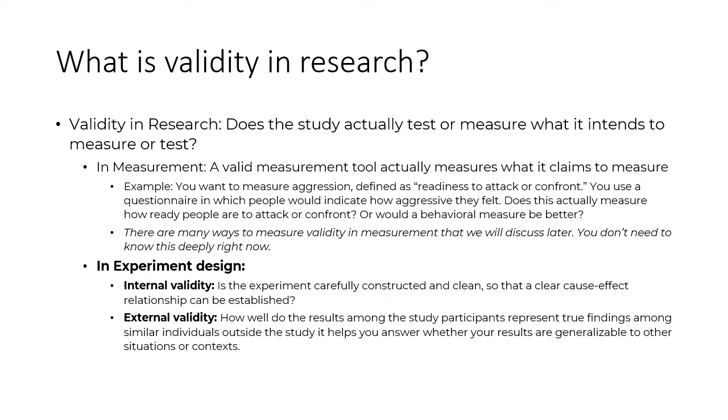Two ways of measuring the same construct. And so we're going to talk more about this later, so don't worry about this too much right now. But in experimental design, we think of internal validity, those two points we made right in the first slide: is the experiment carefully constructed and clean so that a clear cause-effect relationship can be established. And external validity: how well do the results among the study participants represent true findings among similar individuals outside the study? And that helps you answer whether your findings are generalizable to other situations or contexts.